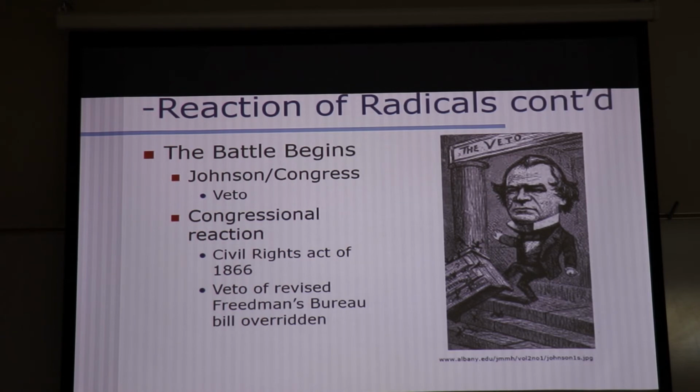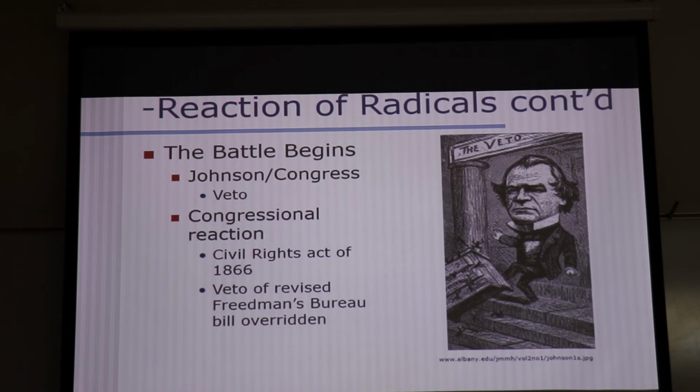Reaction of the radicals continues. So you have the battle of who's going to be in charge of Reconstruction beginning between the president and Congress. And basically, there was a bill to extend the life of the Freedmen's Bureau. Johnson vetoed it because he believed that because it was a wartime measure, and the war was now over, it no longer needed to be in existence.